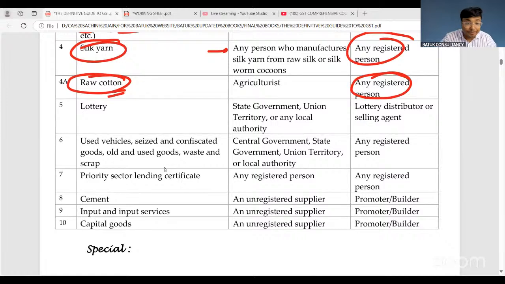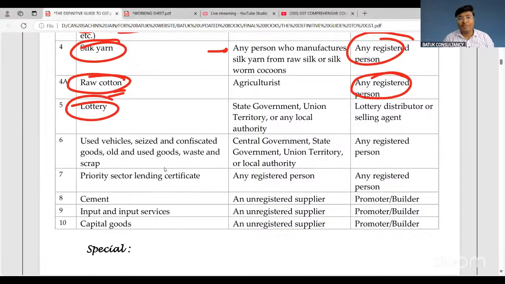Now, lottery. As we all know, the state government is going to authorize the lottery and everything is handled by the state government. So if the state government, union territory, or local authority supplies lottery tickets to the lottery distributor or selling agent, and that distributor or selling agent sells them in the domestic market, in such a scenario the lottery distributor or selling agent is liable to make the payment under reverse charge mechanism.